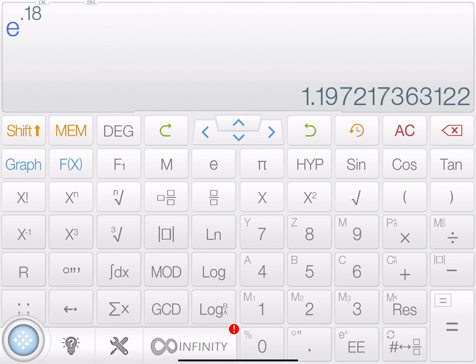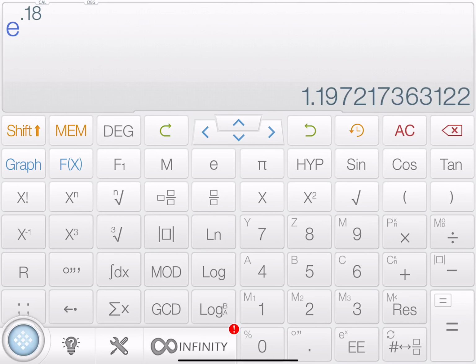She's got to do the e to the x, because on the iPhone it says e to the x, and then they have an e, and then they have an ee. So I did the e. So do you want the e to the x? Do e to the x. You don't want the e by itself. So type 0.18 and then push that e to the x button. Okay, I got it now.